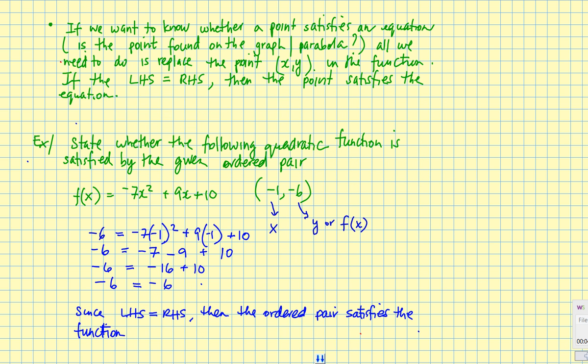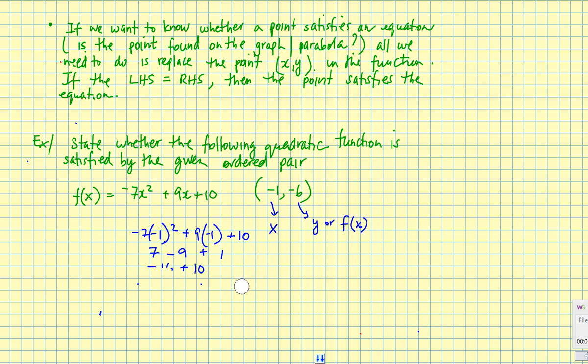Alright. Now, if we wanted to know whether a point satisfied an equation, what does that mean when we're talking about satisfying an equation? What that simply means is that we want to know if a point is on the graph or on the curve or parabola or whatever our graph is. And all we need to do is replace the point (x, y) in the function, and if the left-hand side equals the right-hand side, then we know that the point satisfies the function.